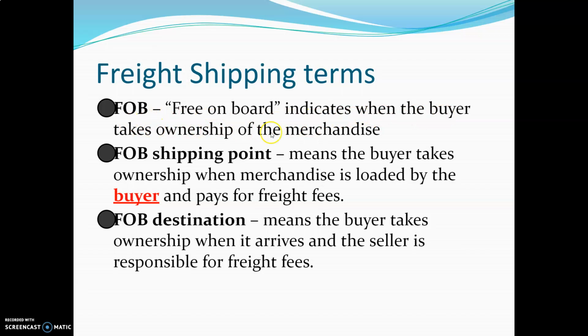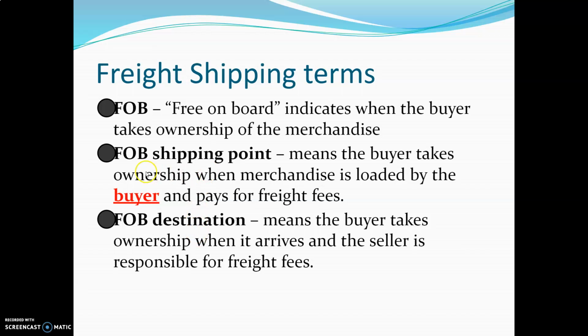So FOB stands for free on board. It indicates when the buyer takes ownership of the material or the merchandise. So for example, free on board shipping point means that the buyer takes ownership when it is loaded and pays the freight fees. That's because they're taking ownership before it's even left the manufacturer's place or seller's place. In contrast, we've got free on board destination, which means the buyer takes ownership when it arrives and the seller is responsible for the freight fees.